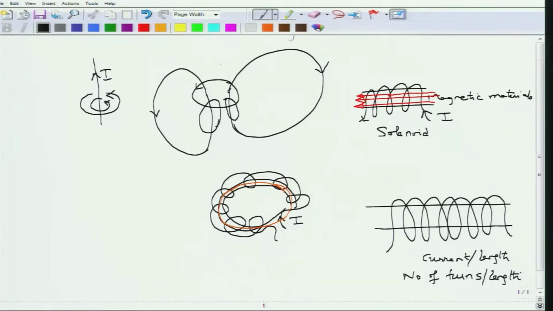So, if you have, say, 10 turns per meter and the current is around 1 ampere, these are just random numbers which I am picking from my head, not actual values, just to give you the idea here. If the number of turns is 10 per meter and there is a current of 10 amperes in each turn, then the current per meter will be 10 into 10, 100 amperes per meter.